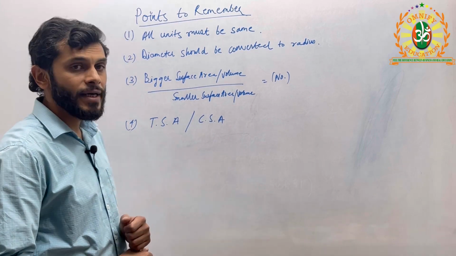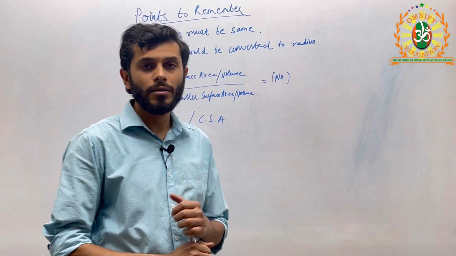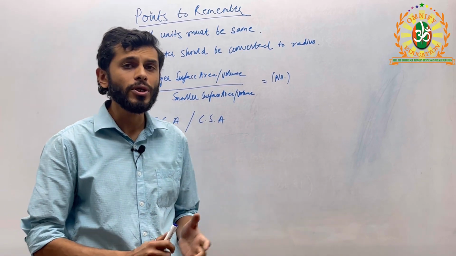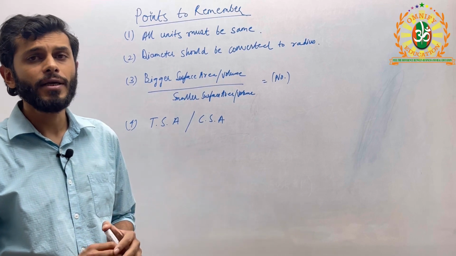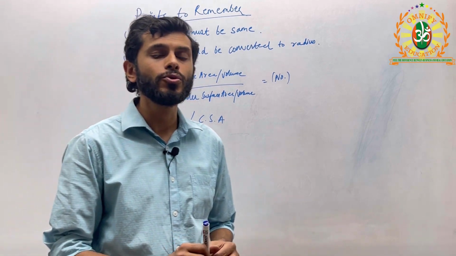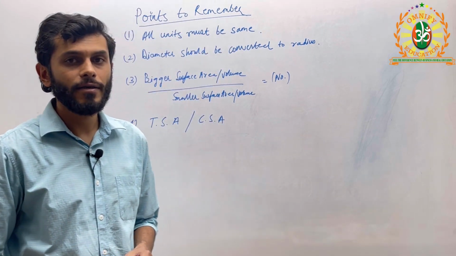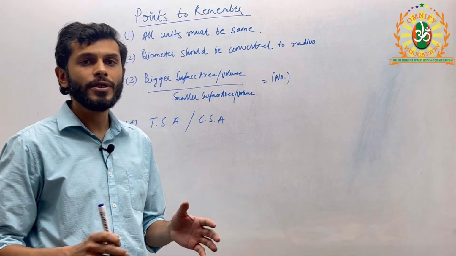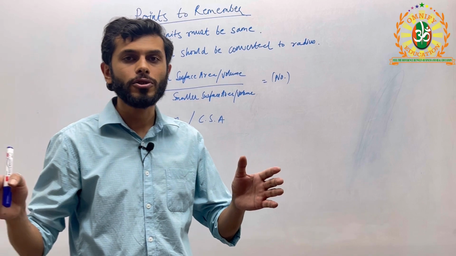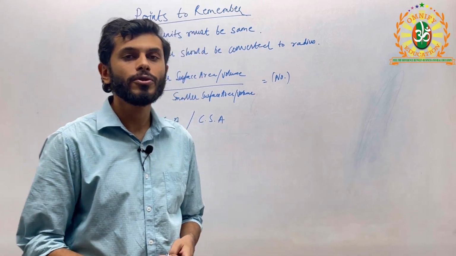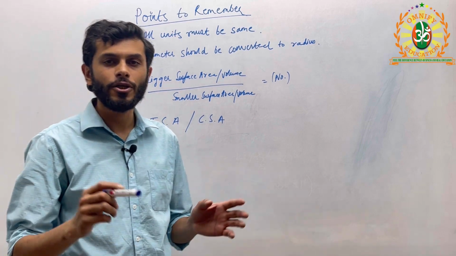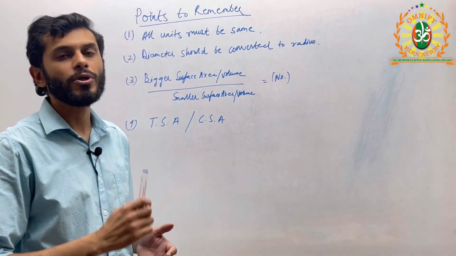The last point is the difference between the total surface area and the curved surface area. The total surface area is generally taken when a question asks to use the total surface area. Like in the previous question we attempted of the tent, a tent is always on the side of the walls and not on the bottom surface. That's why we took the curved surface area of the cone and the curved surface area of the cylinder. We didn't take the total surface area.